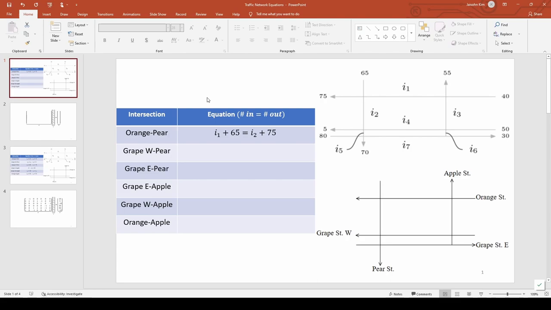I made a table to help keep us organized. It contains the list of intersections in the network and a space where we can write the equation relating the number of incoming and outgoing cars. The lower picture is copied from the problem statement and has the list of street names.